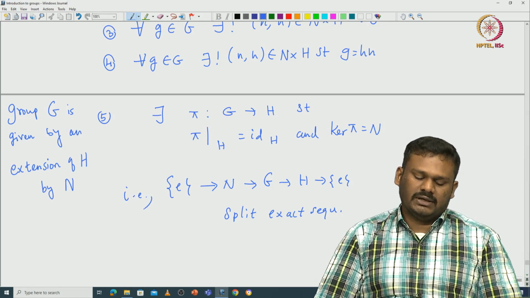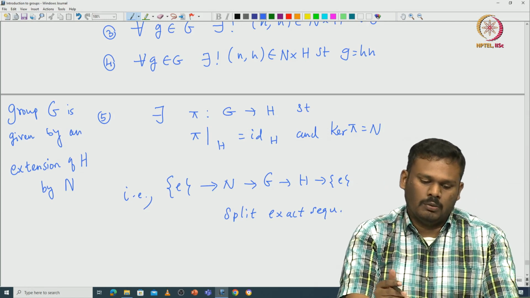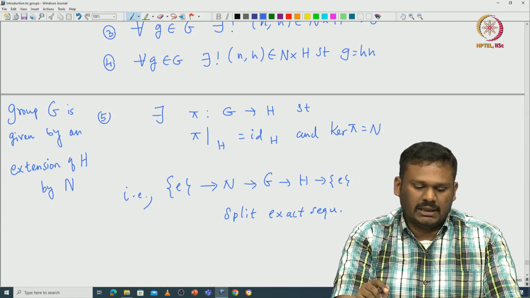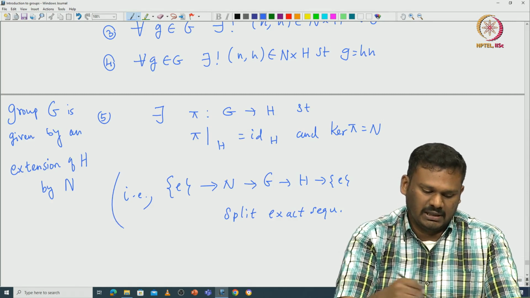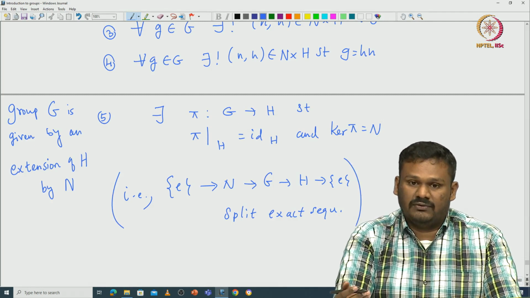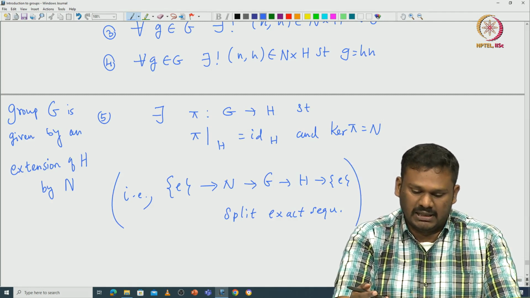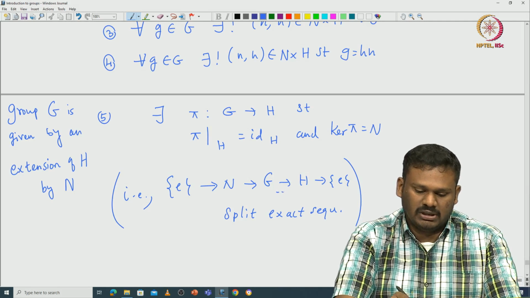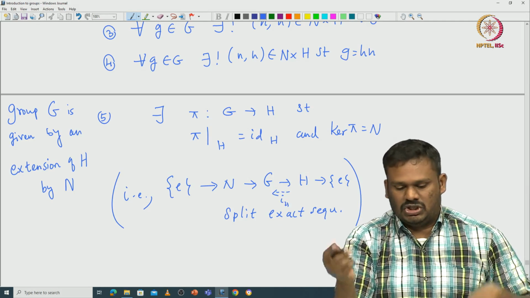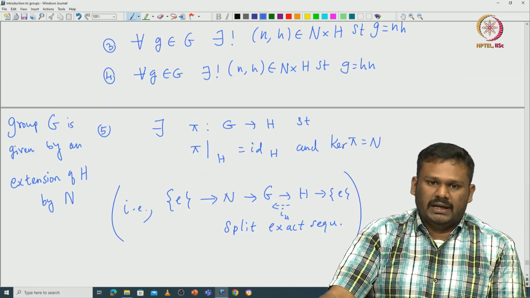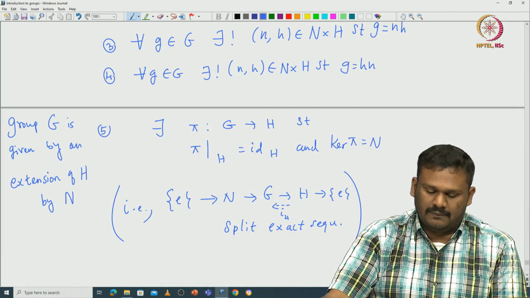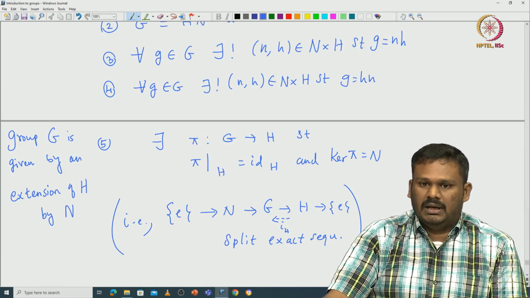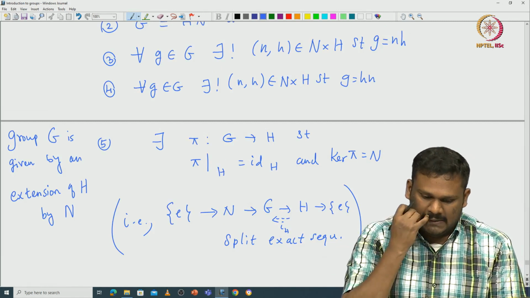So the condition that we have written here, there exists a group homomorphism from G to H such that pi restricted to H is the identity and kernel pi is N, is the same as saying, using the language of exact sequences, that we have a split exact sequence. The splitting is given by the inclusion of H in G. Then in that case you say that the group G is given by an extension of H by N. And note that there are many possible extensions.